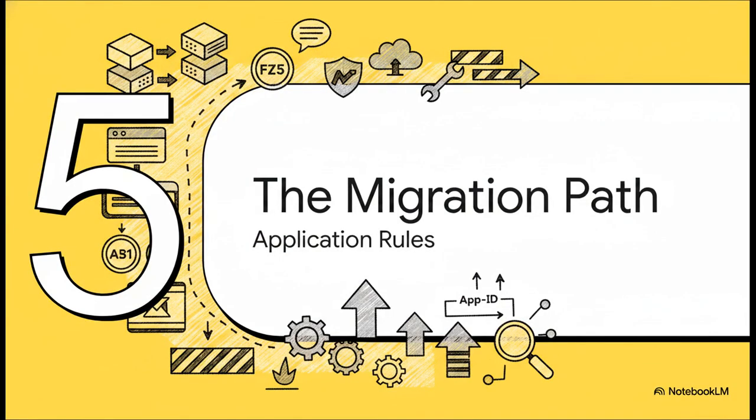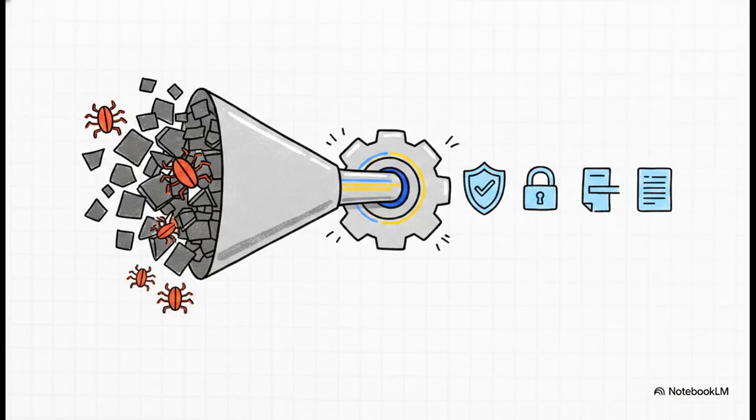All right, Section 5, the migration path. This is the most actionable part of our explainer. Moving from ports to an application-based rule base sounds like a massive headache, but there's a very clear, logical path forward. You don't have to guess how to do this. You use the Policy Optimizer tool.